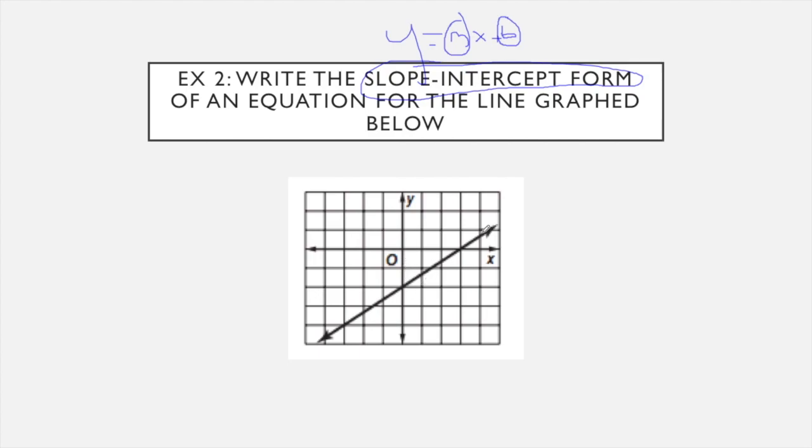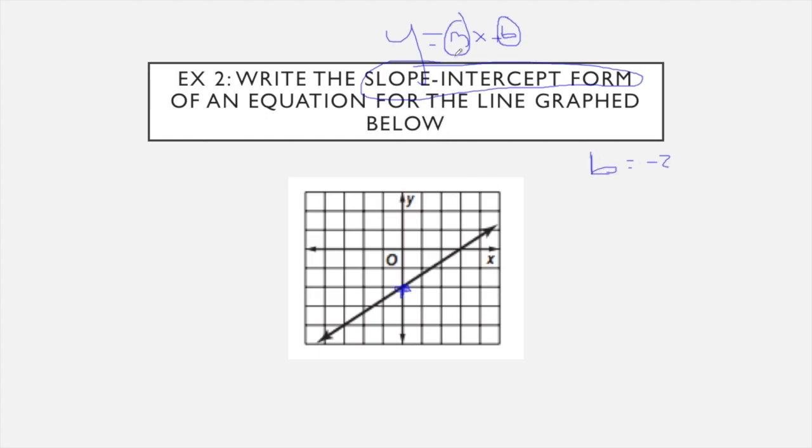So what is my y-intercept? Where does this line cross the y-axis? Well, we see that point is right here. And what is the value of this point? We'll say -1, -2. So we know b is given by that value, a -2.